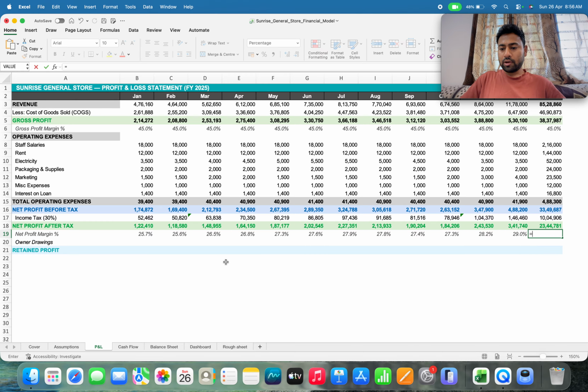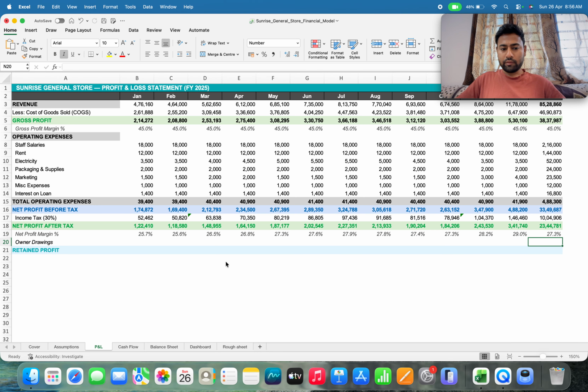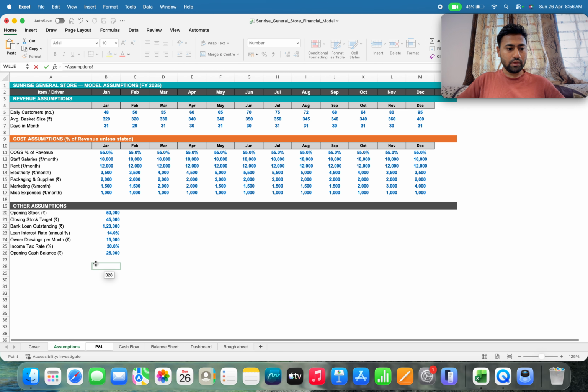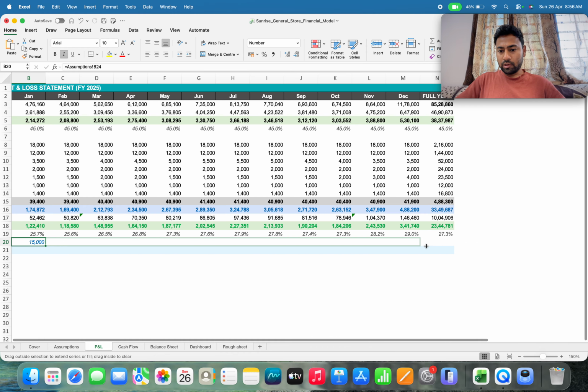Also we can calculate the average net profit margin here by putting an average formula. Average from here to here, bracket close. So we have an average net profit margin for the year of 27.3%. Now owner's drawings was given in the assumption sheet, which was 15,000 per month. Simply add here, which is the same for the whole year.